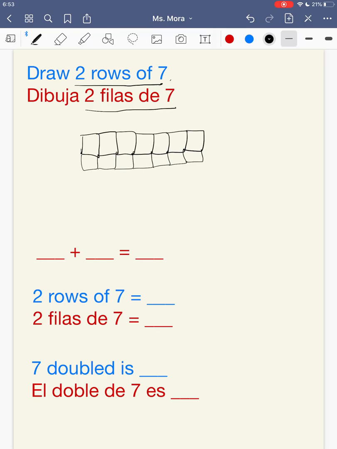And then, because I have 7 in each row, I'm going to write 7 plus 7 equals, and my total is 14.